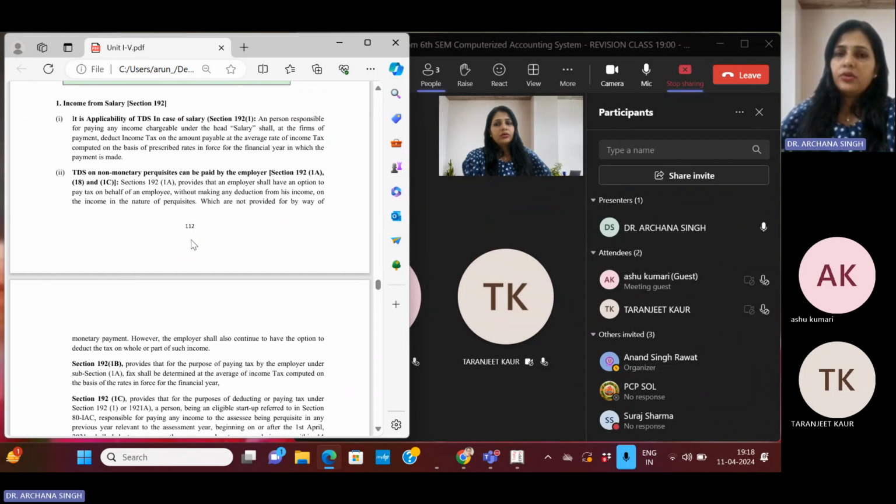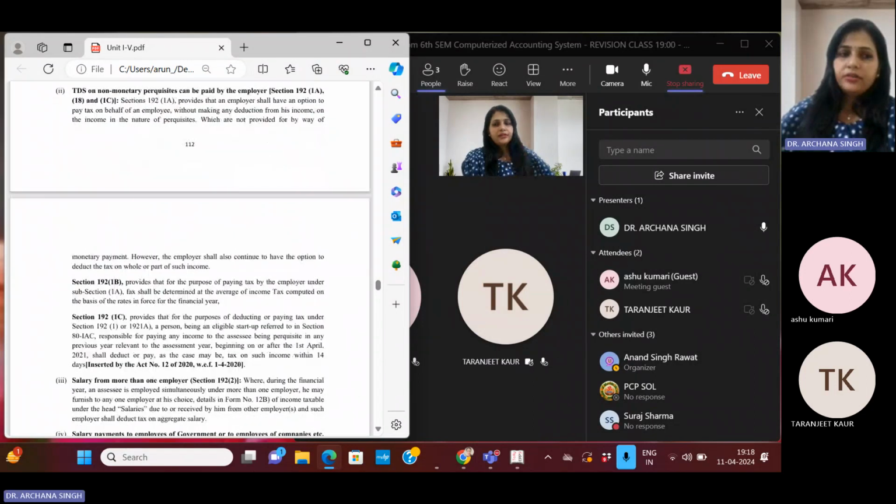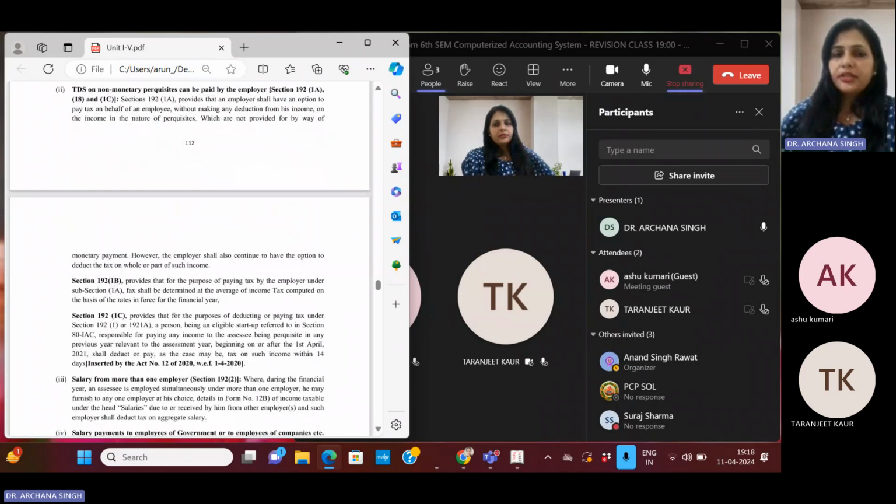Then TDS on non-monetary perquisites can be paid by the employer, and that is according to section 192, 1A, 1B and 1C. Okay, so section 192, 1A, what it says: the employer shall have an option to pay tax on behalf of the employee without making any deduction from his income and on the income in the nature of perquisites. Okay, perquisites, which are not provided for by way of monetary payment. However, employers shall also continue to have the option to deduct tax on the whole or part of such income.